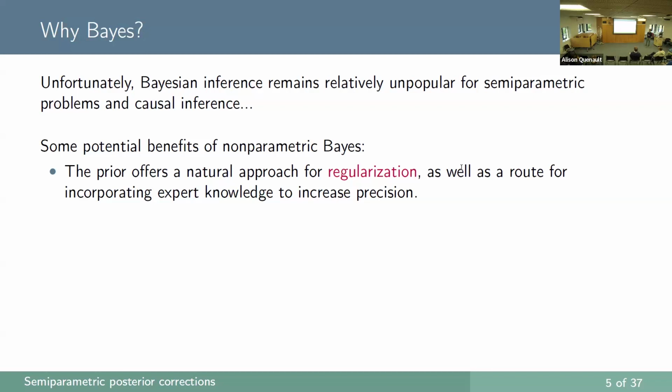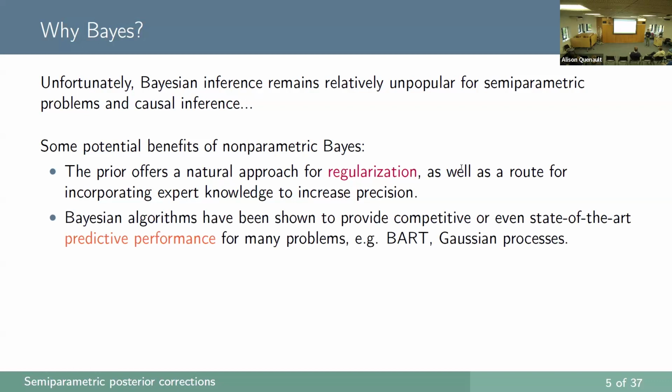So one thing is that the prior offers us a natural way of doing regularization. Essentially, this means a good bias-variance trade-off, right? Or we could also view it as a route for incorporating expert knowledge into our analysis, and that might give us a more precise or more reliable inference.